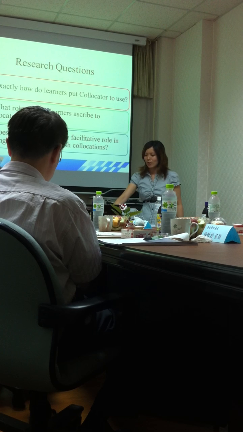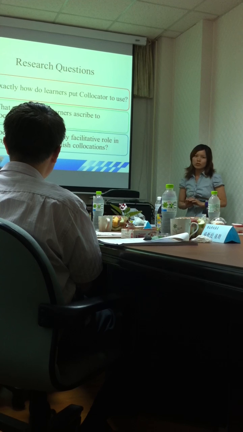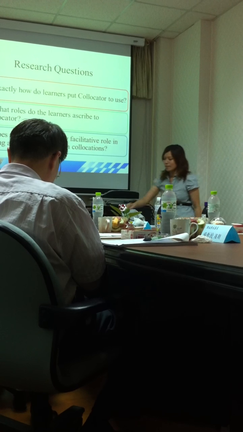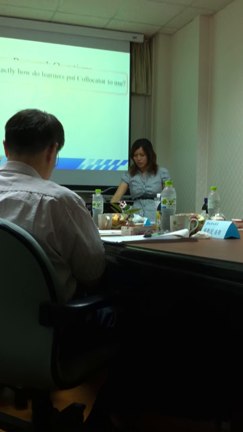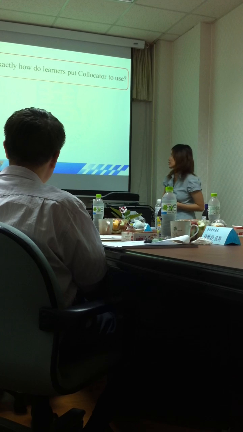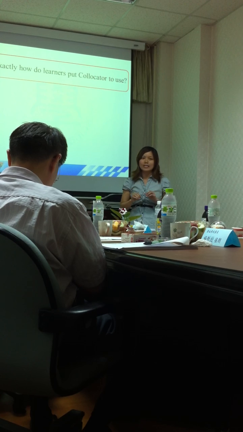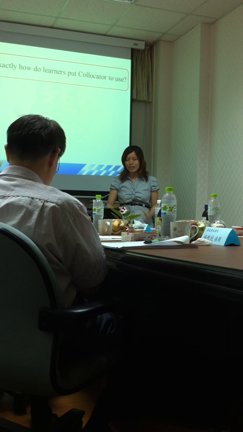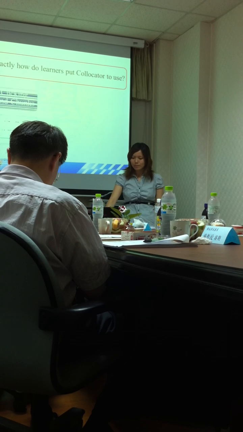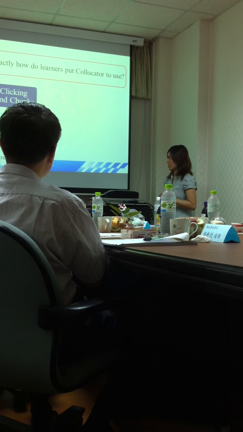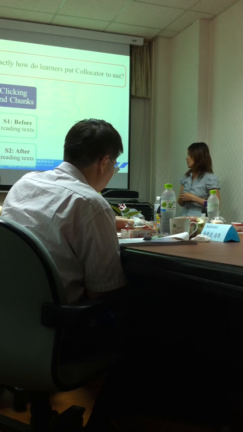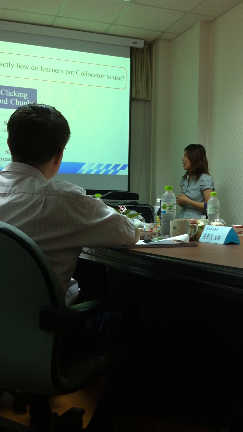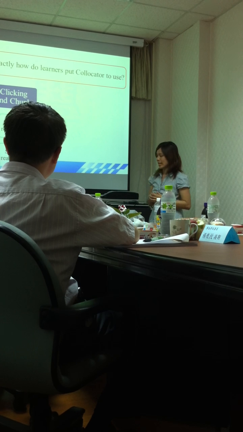Okay, now we are at the findings of this study. As I mentioned before, there are three research questions. The findings will be organized by the three research questions. And now we are at the first research question: how exactly do learners put Collocator to use? After I analyzed the data I collected, I found that there are two phases of their use of Collocator. In the first phase, both participants would type in chunks at the beginning. S1 typed in chunks before reading the text, while S2 typed in chunks after she read the text.